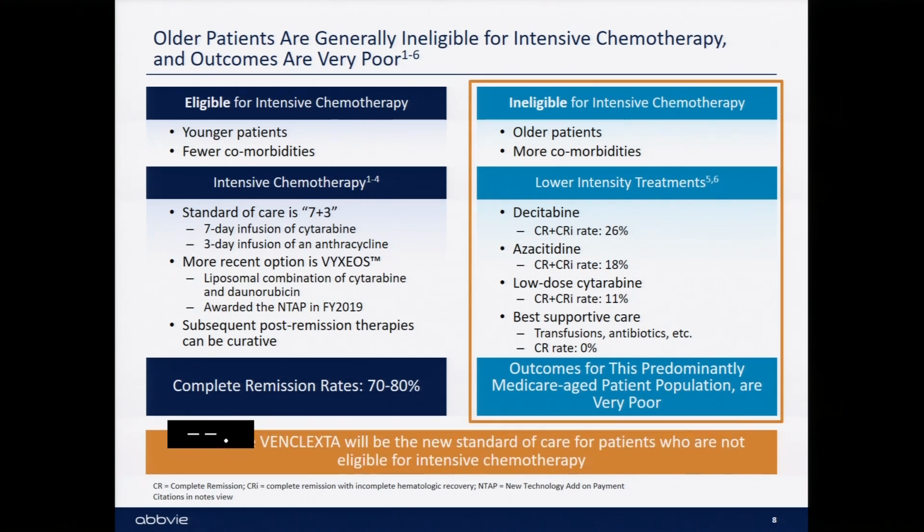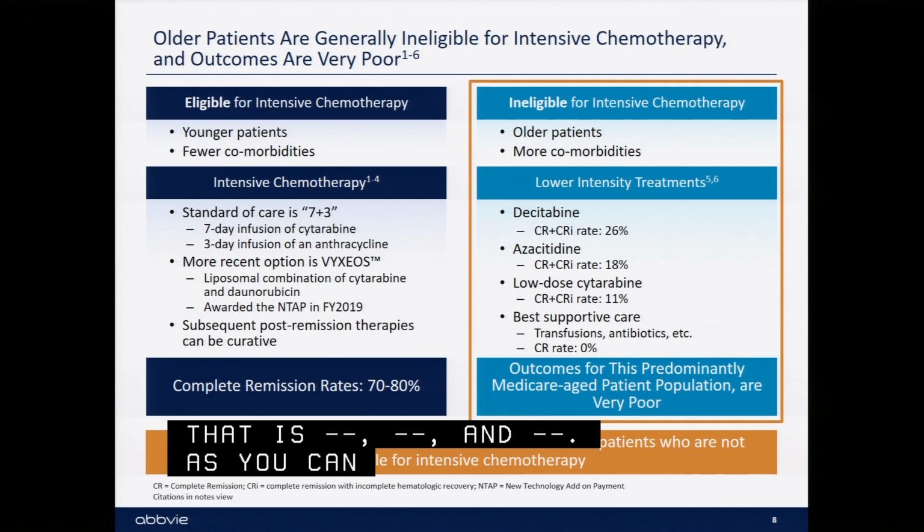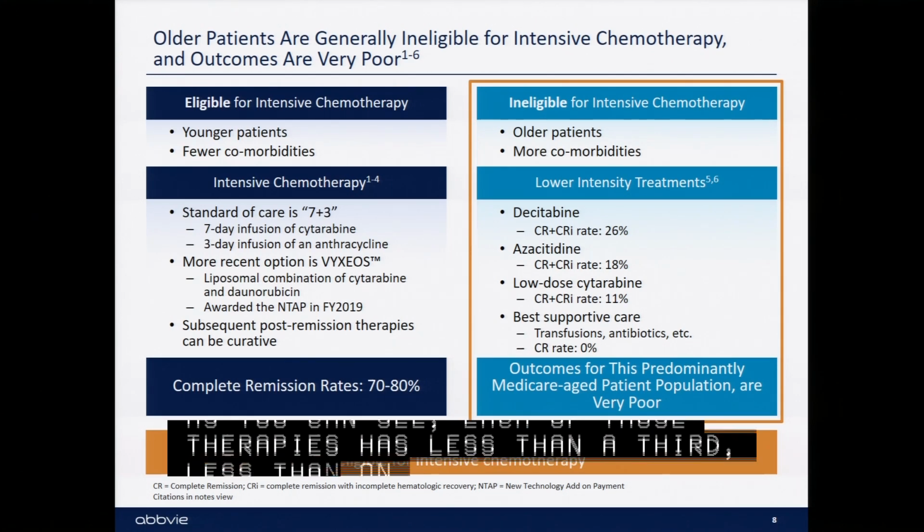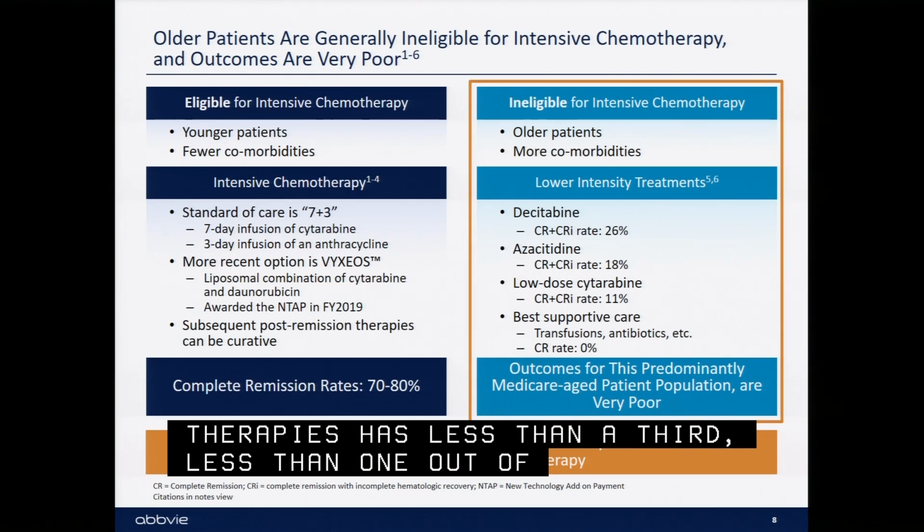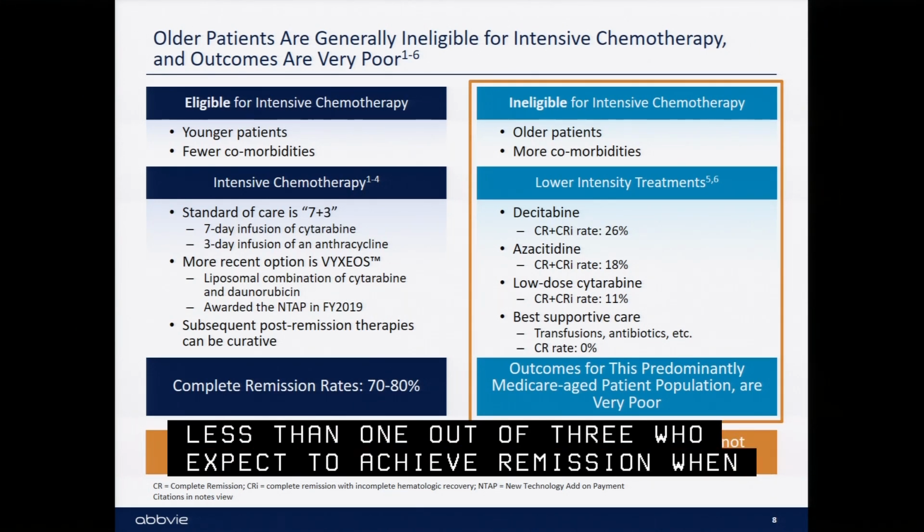As you can see on the screen, for each of those therapies, less than 1 out of 3 patients would expect to achieve a remission when receiving the available therapy, meaning 2/3 would not achieve a remission.